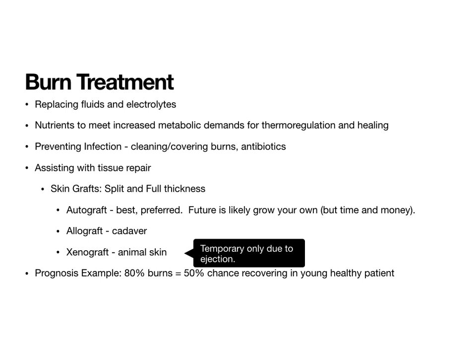So prognosis, for example, if we had an 80% burn, we have about a 50% chance of recovering in a young, healthy patient. That just gives you an idea of how extensive burns are and what our prognosis is. Obviously, the smaller the burn area, the greater our prognosis, the greater our improvement. For example, like my brother, his was one hand, just his index finger and his thumb, and his prognosis was amazing.